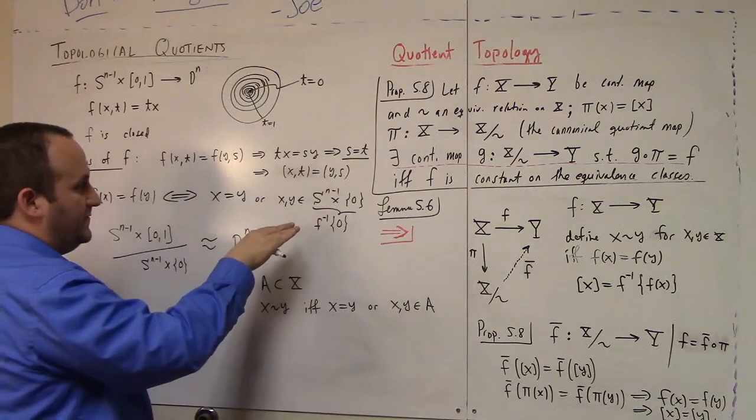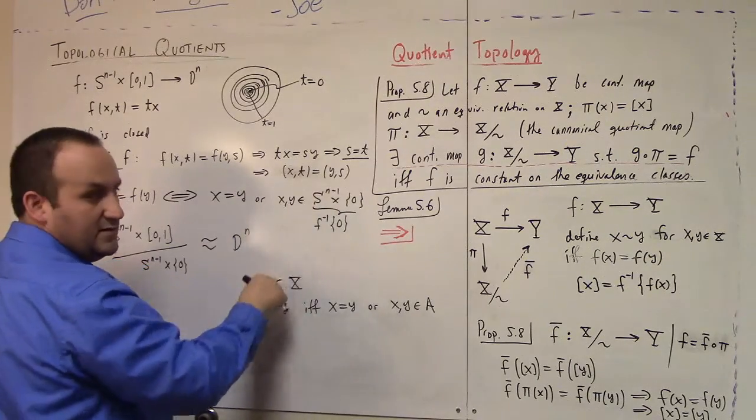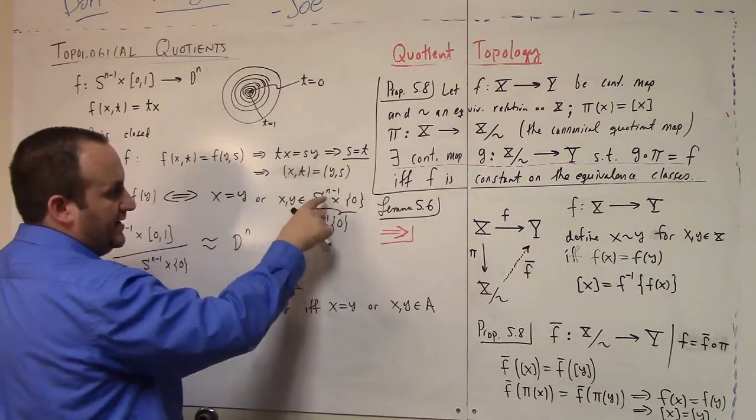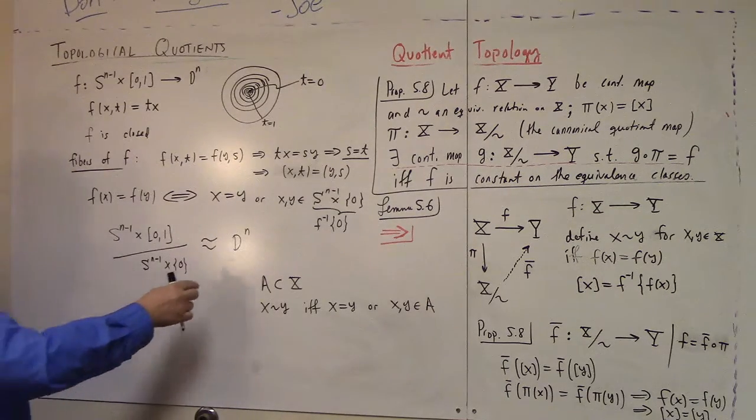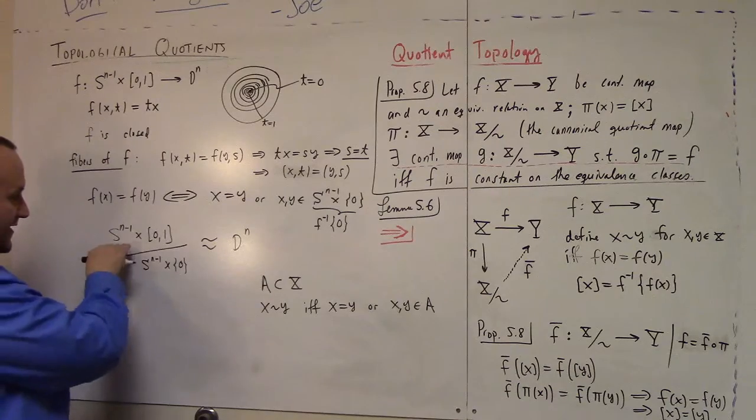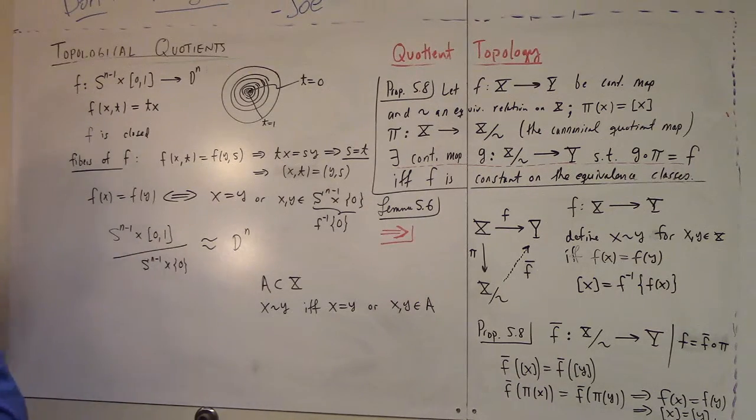The fibers are all singletons, except for this one, which is the n-1 sphere cross 0. So that's a way to look at this n sphere. It's the quotient of that and that. It's another way we could look at the n sphere. Okay.